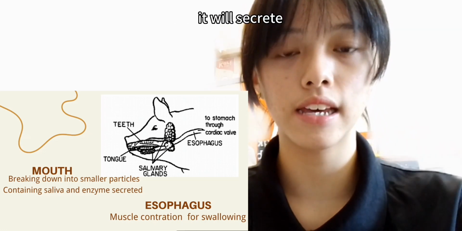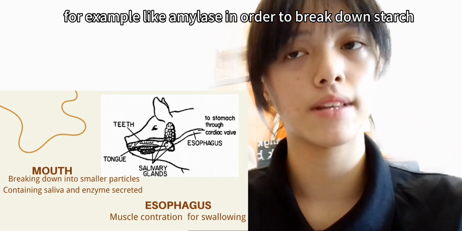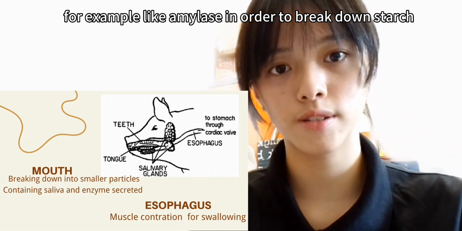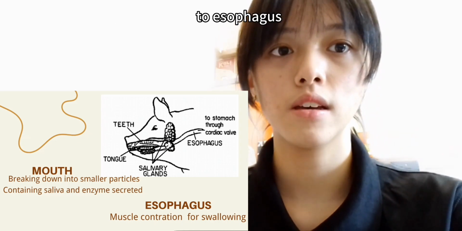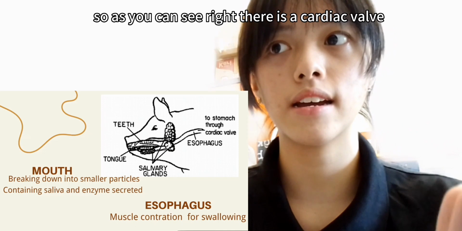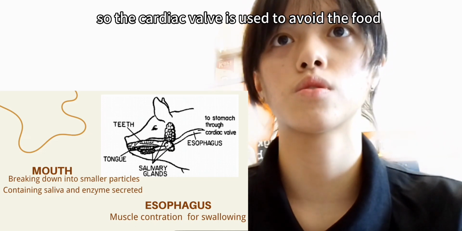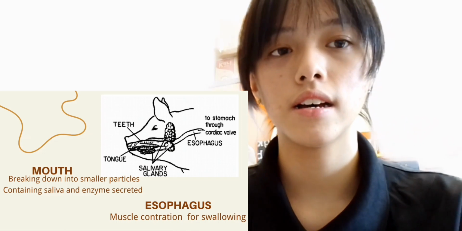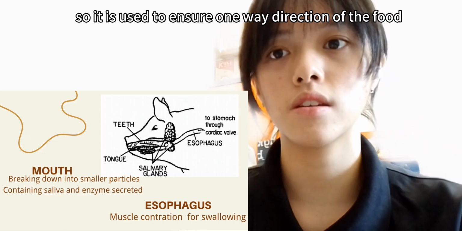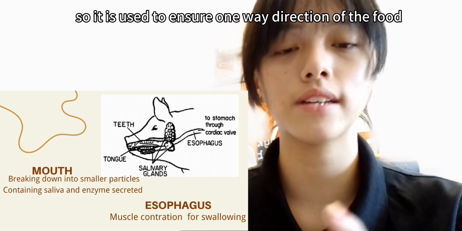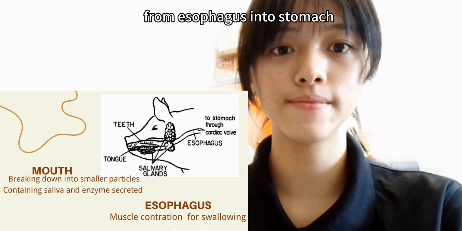For the salivary gland, it will secrete saliva and also enzyme as well. For example, like amylase, in order to break down starch. And next, the food particle will be brought into the esophagus. As you can see right there is a cardiac valve. The cardiac valve is used to avoid the food passing back from stomach into esophagus again. So it is used to ensure one-way direction of the food from esophagus into stomach.